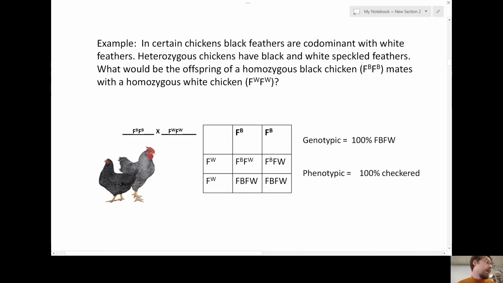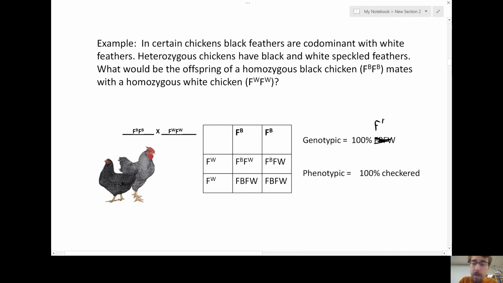So we've got an example of breeding some chickens. To explain, heterozygous have black and white feathers. Homozygous, it's either going to be all black or all white. So we're going to show a breeding of a black chicken and a white chicken.